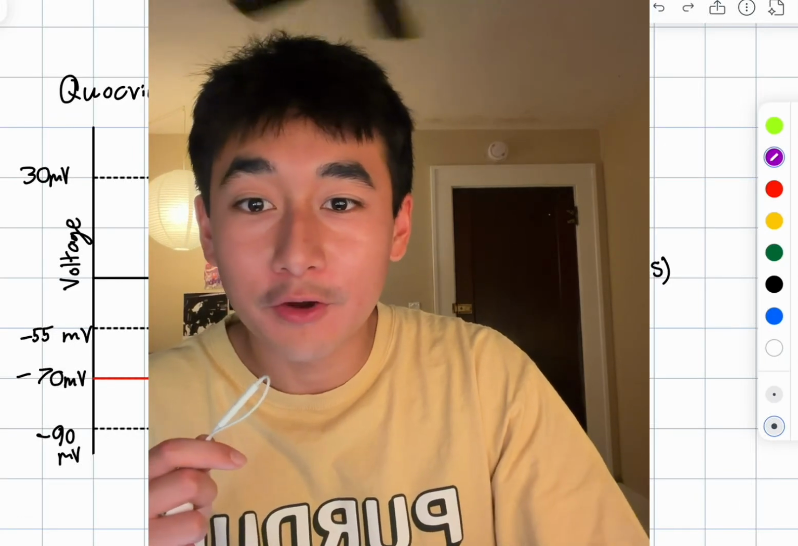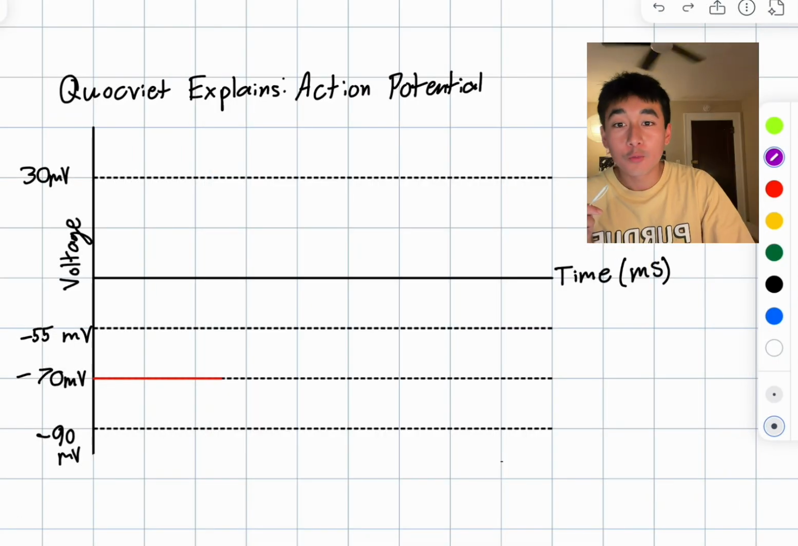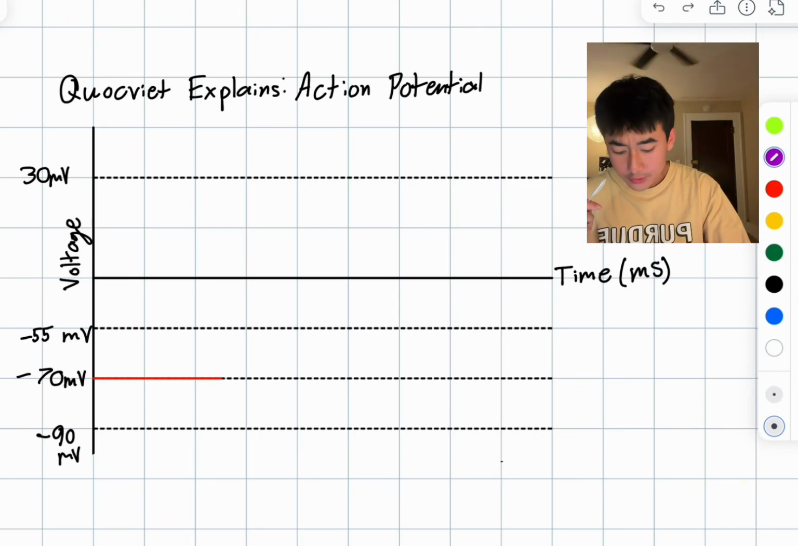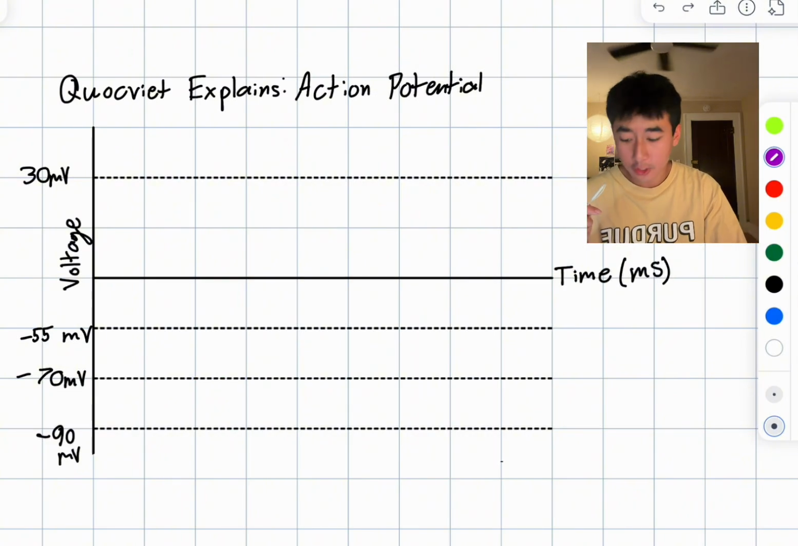Today we're going to be going over action potentials. So what an action potential is basically an electrical impulse that travels through a cell membrane. So starting off, we have a graph here depicting the cell's charge. On the y-axis, we have voltage measured in millivolts, and the x-axis, we have time measured in milliseconds.